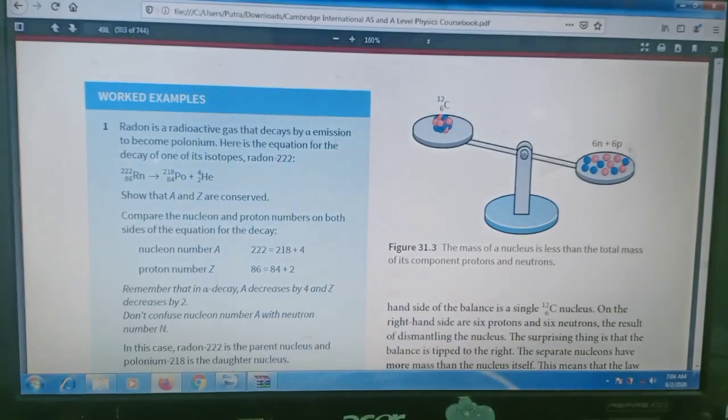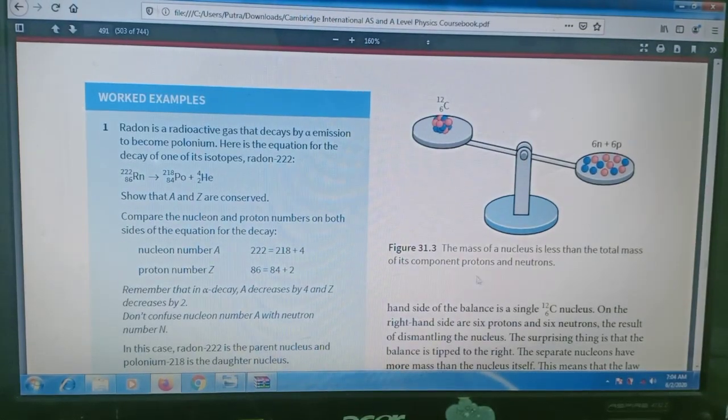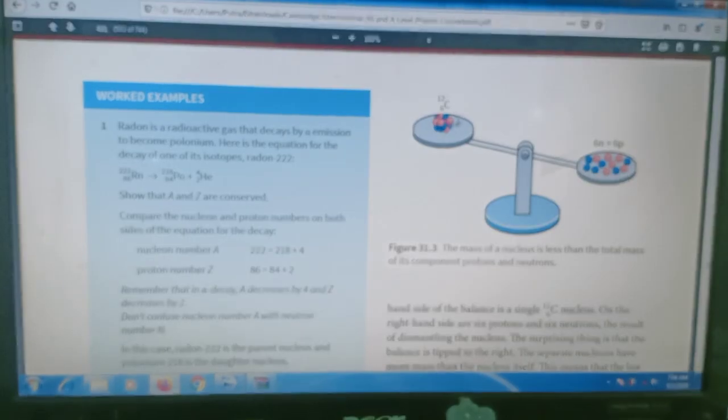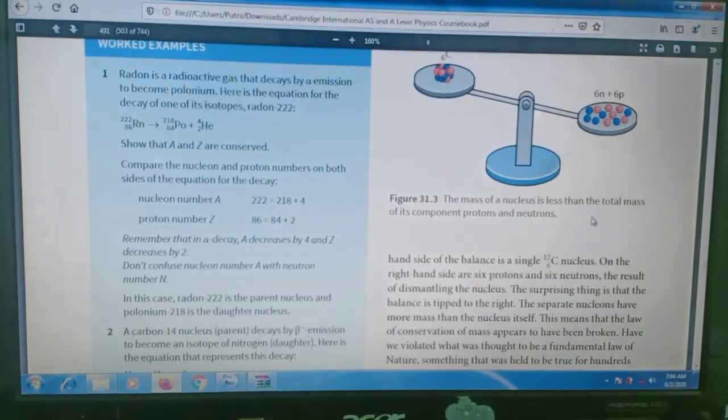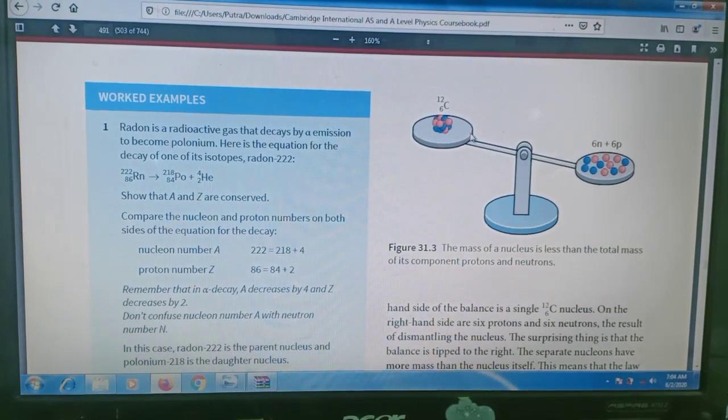So it is like this one. Okay? So if it is been together, while it is separated, the mass is slightly different. You see here, this is for the nucleons of carbon-12 when it is been together. And then this is the mass of 6 neutrons and 6 protons, which has been scattered.